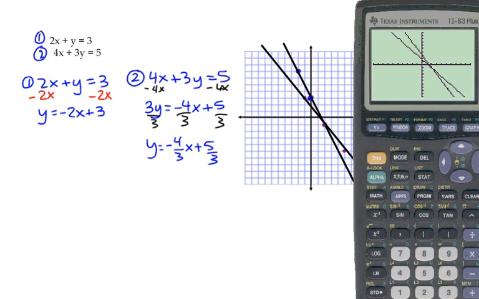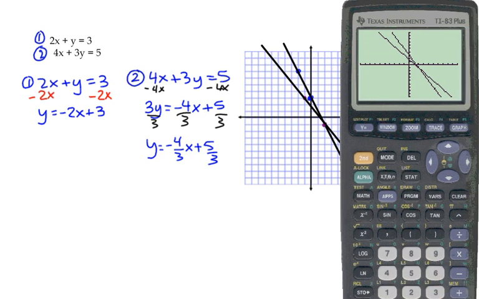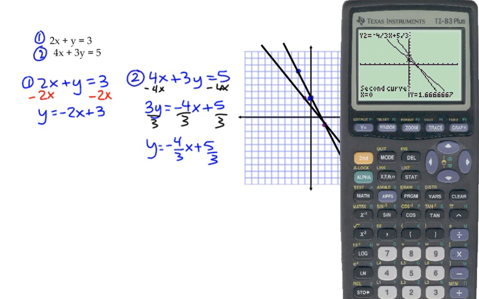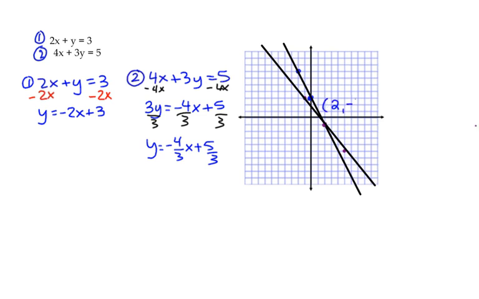Okay, so this is where, now what do we push next? Second, trace. We're going to go to 5 for intersection point, and then we push enter 3 times, and our answer is 2 and negative 1. So our point is 2 and negative 1.